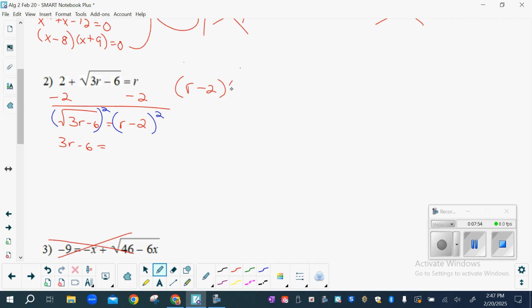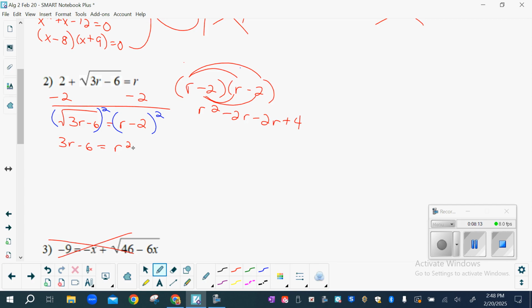So r minus 2 times r minus 2. So you're going to get an r squared. You're going to get a negative 2r, and then a plus 4. So you get r squared.